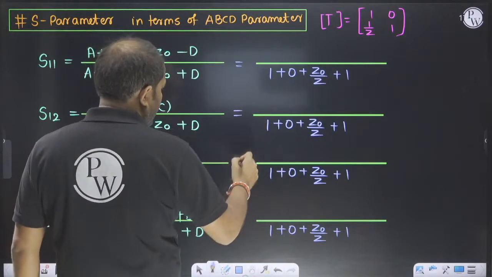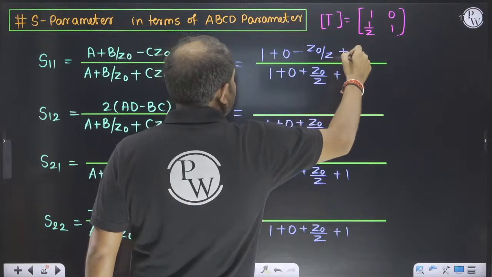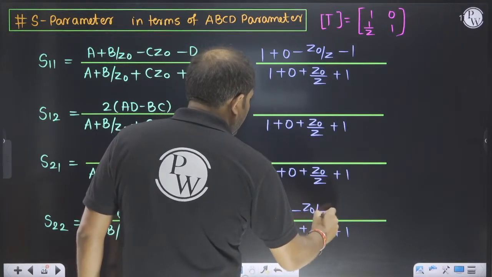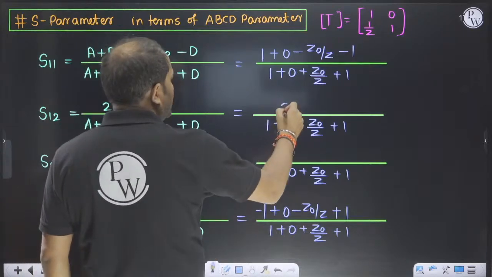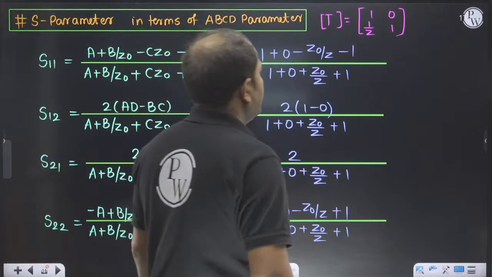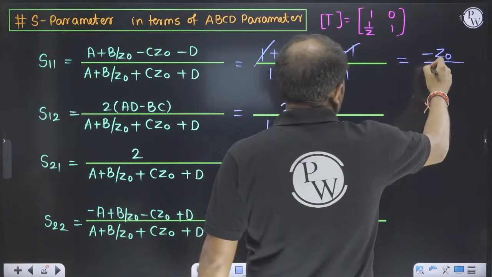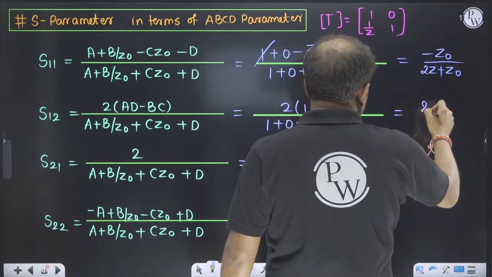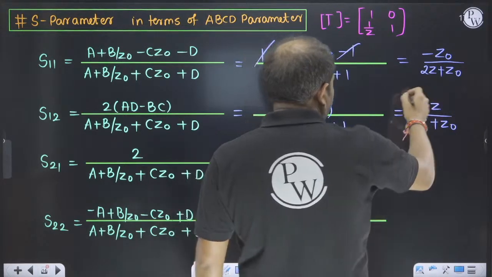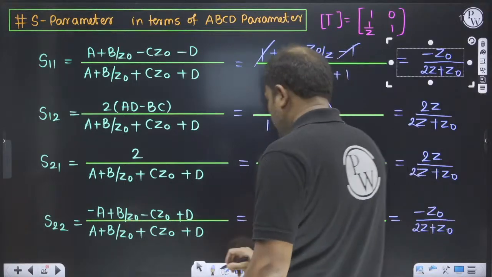Then on top we have 1 plus 0 minus Z0 by Z plus minus 1, and we have 1 minus 1 plus 0 minus Z0 by Z plus 1, and then the denominator 2 AD minus BC. AD is 1, BC is 0, so 1 minus 0, and this is 2. Then we will calculate the value. This one will cancel out, so it will be minus Z0 divided by 2Z plus Z0. And this one is 2Z upon 2Z plus Z0. This one is the same for this one, and for this one it will be the same.